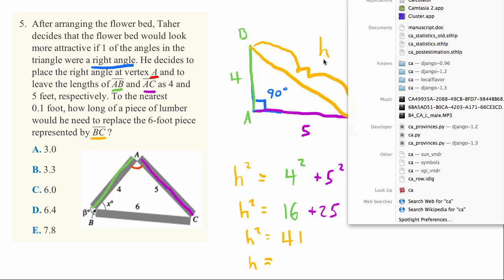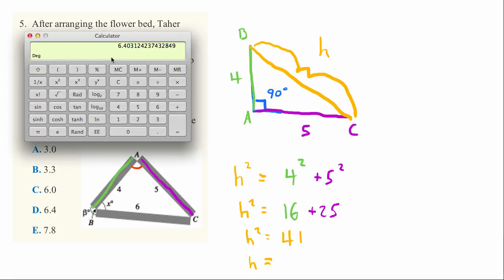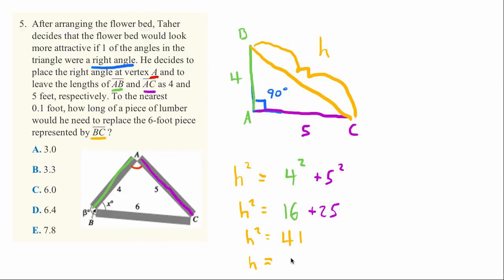The square root of 41, let's get out our calculator. Well, that's the answer already, but the square root of 41 is about 6.4. 6.4, and that's the correct answer.